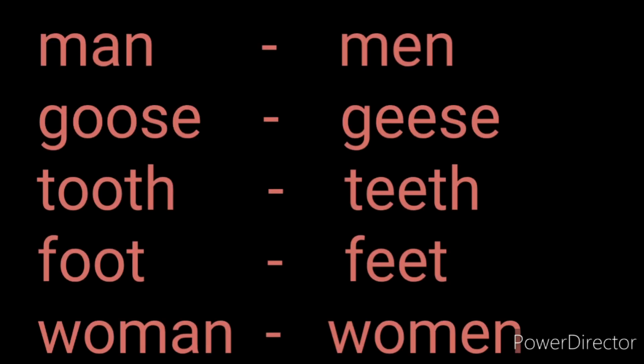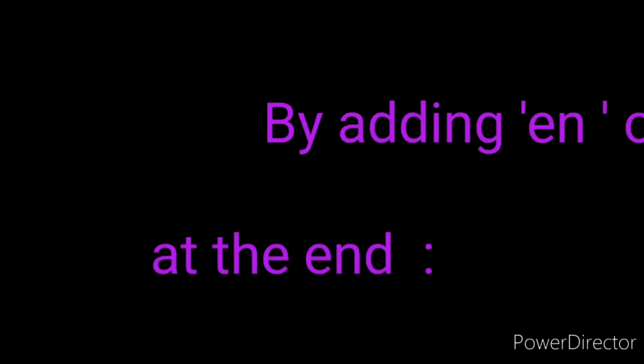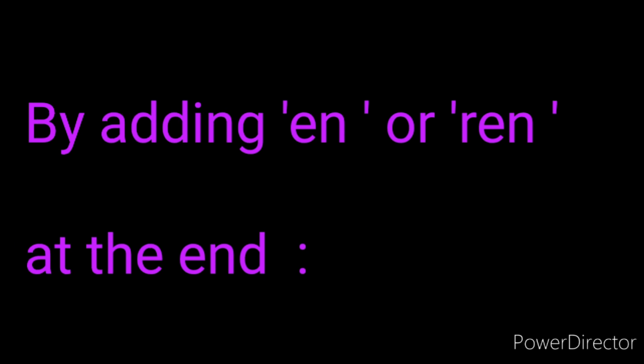Next one. By changing the vowels. Examples: man, men; goose, geese; tooth, teeth; foot, feet; woman, women. Here, by changing the inside vowel of the singular noun. So here, woman, for example, W-O-M-A-N, A is a vowel letter, so the A changes into E. Understood?